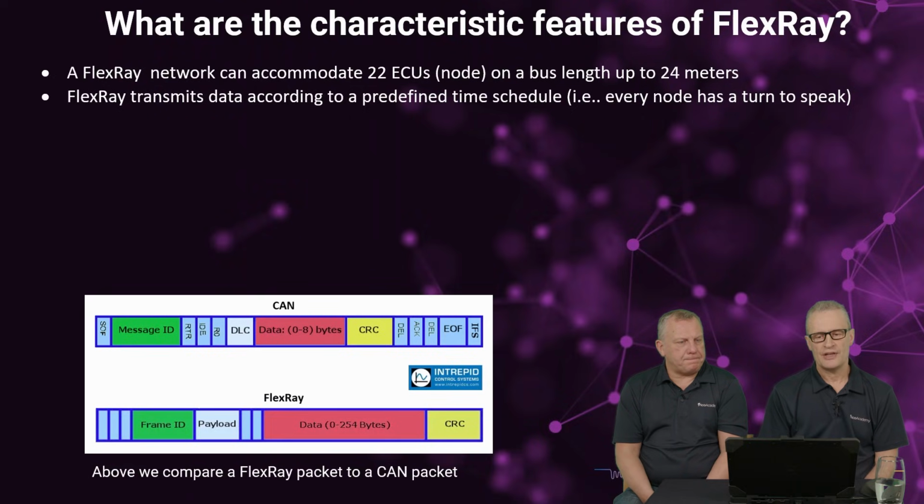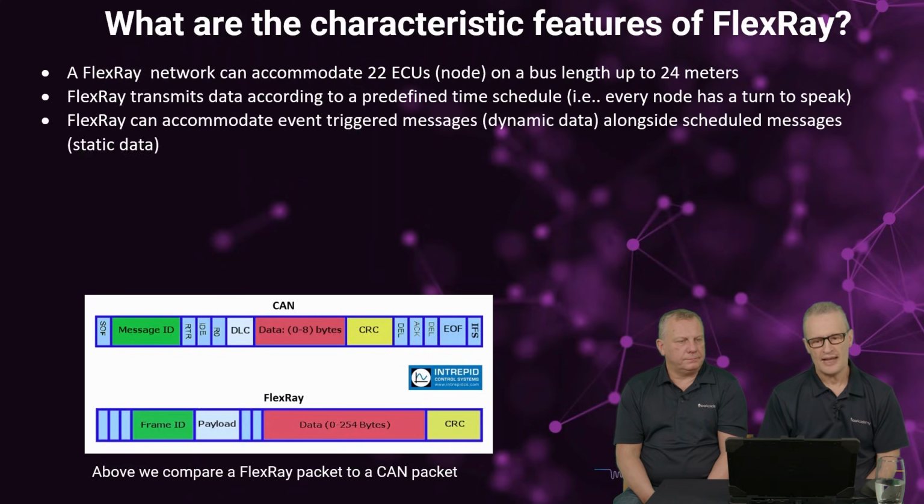FlexRay transmits according to a predefined time schedule, i.e. every node has its turn. With that said, FlexRay can accommodate event-triggered messages. We call that dynamic data. So anything that's predefined and scheduled is considered static. We know that we're going to update the temperature every so many seconds, whatever it may be. We schedule that and we let that get onto the bus when required. However, when there is a pre-crash condition, that's an event-triggered message, there's room for that message as well. That's considered dynamic, alongside scheduled.